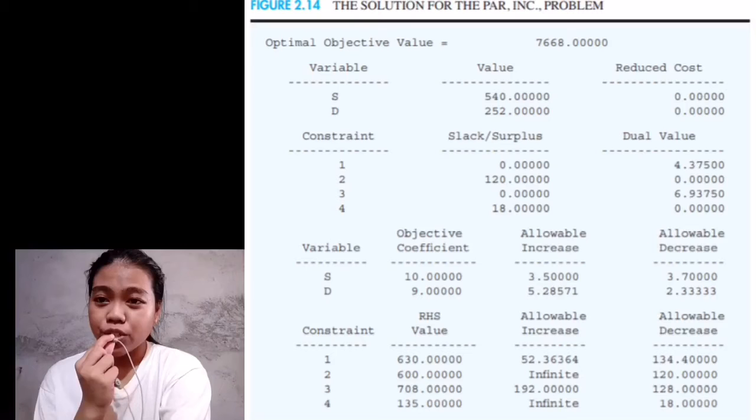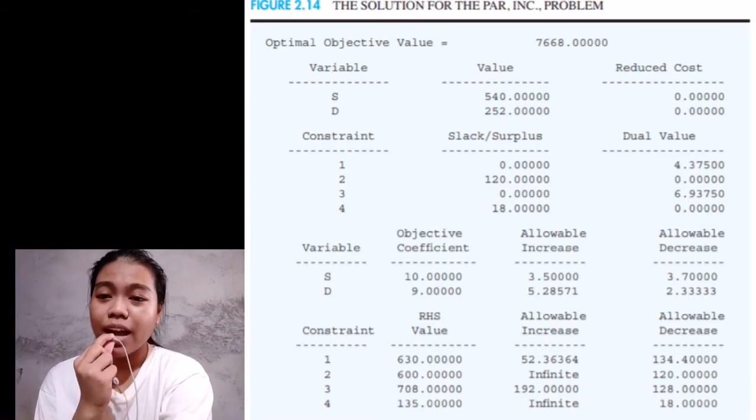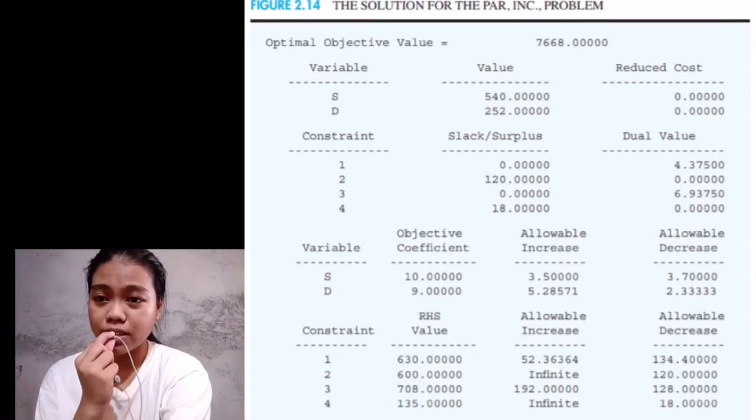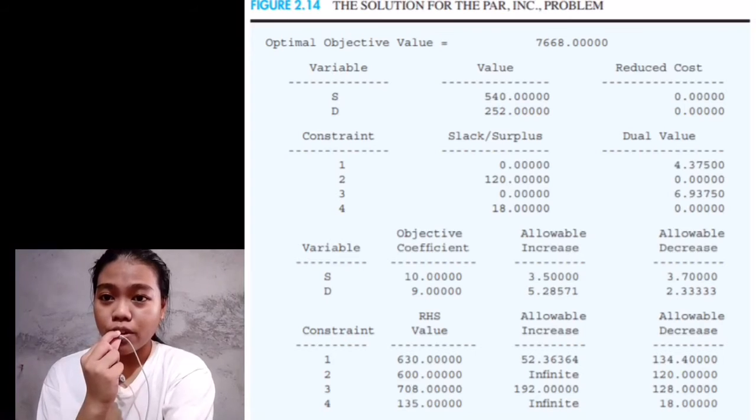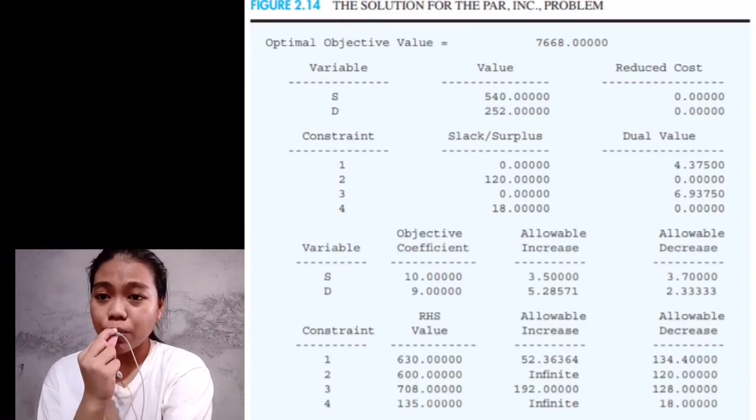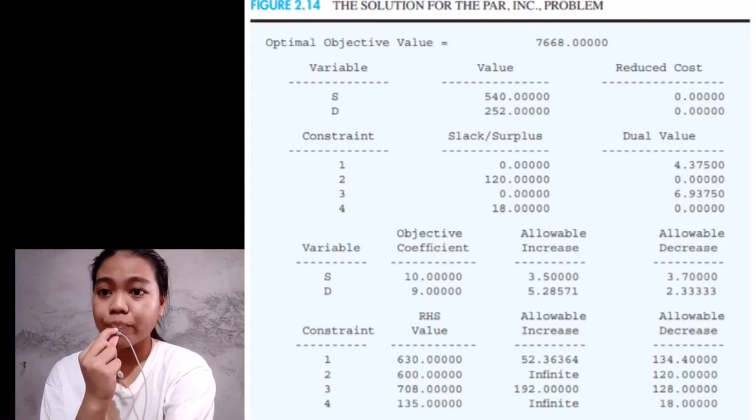For the problem interpretation, let's investigate more closely the computer solution. The optimal answer gives the profit of $7,668 directly underneath the objective function value. After we find the decision variables of the optimal solution, we had S equal to 540 for the standard bag and D equal to 252 for the deluxe bag as the optimal production quantity.